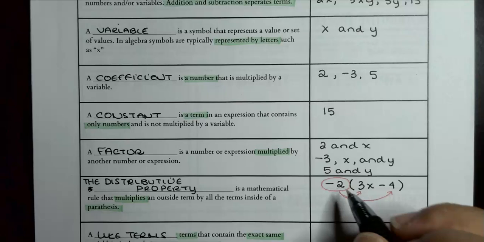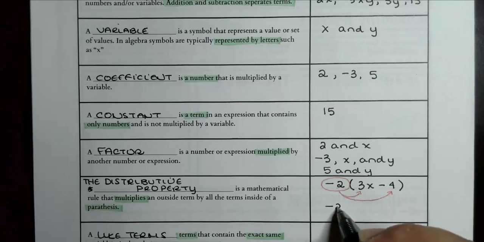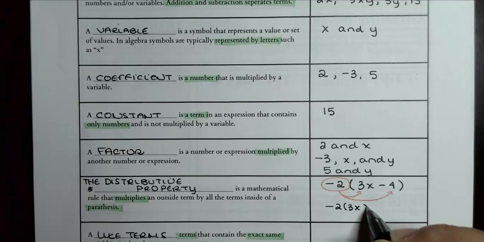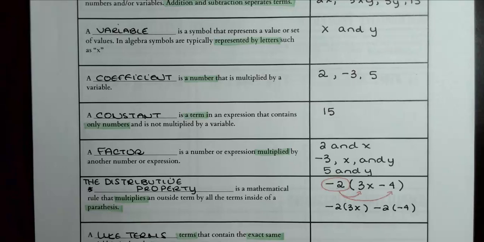So I'm actually going to write this one out, and I'm going to say -2 times 3x and -2 times -4. And so if we were to clean this up, we know that -2 times 3 gives us a -6x. And if we multiply -2 and -4, we get a +8. So the distributive property is the part where we take the outside number and multiply it by all the numbers on the inside. So we distribute that -2. Okay, so that is the distributive property.